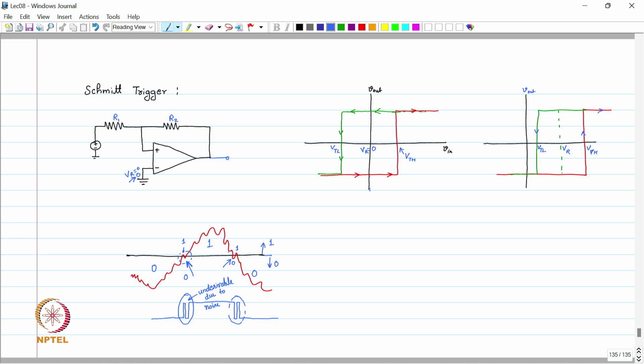So now, because of these two threshold voltages, we can plot the same graph here. Now instead of this single threshold, we have two thresholds. This is VTH and this is VTL. And we apply the same signal full of noise.